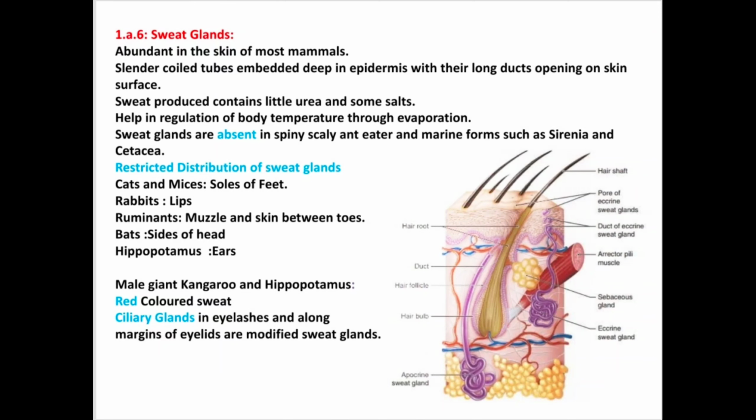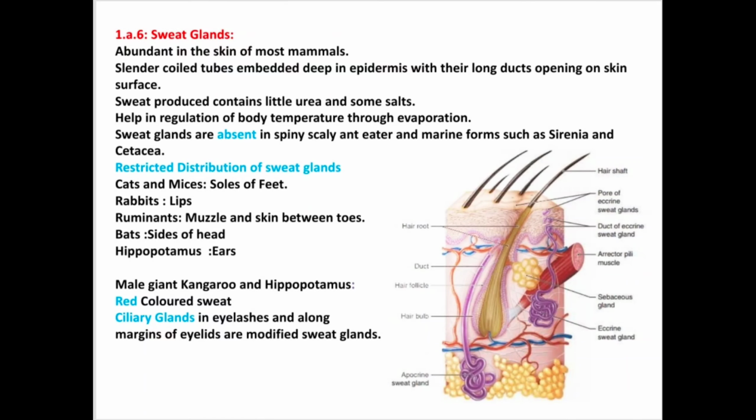Sweat glands are not universally present in the mammals. They may be absent in some cases, whereas in other cases they show a restricted distribution. The colors can also vary. For example, it is a red colored sweat in case of male giant kangaroo and hippopotamus. They may occur only on the soles of feet of cats and mice. That is, they may show restricted distribution in some cases.